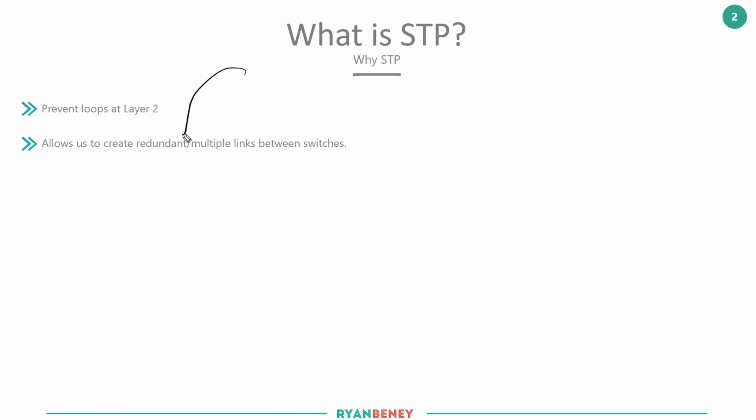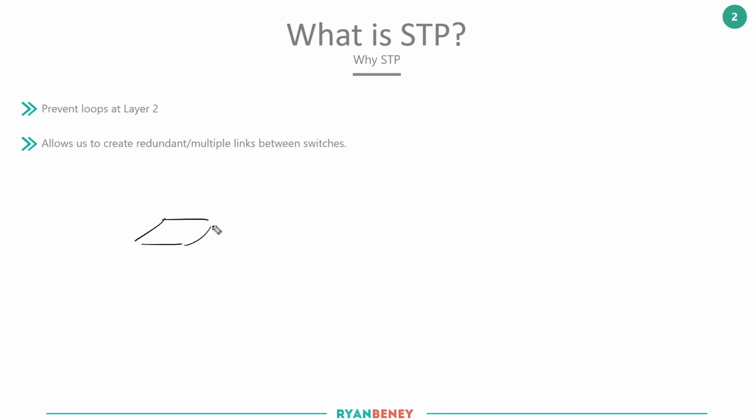Now, I've put here an interesting comment. I said it allows us to create redundant or multiple links between switches. Now, if you're watching my video series in order, you've just come from Ether channel, and you're probably thinking to yourself, hang on a minute, I can create multiple links between switches using Ether channel. Now, Ether channel is actually the fix for this, but let me explain the problem that spanning tree actually has without the use of Ether channels.